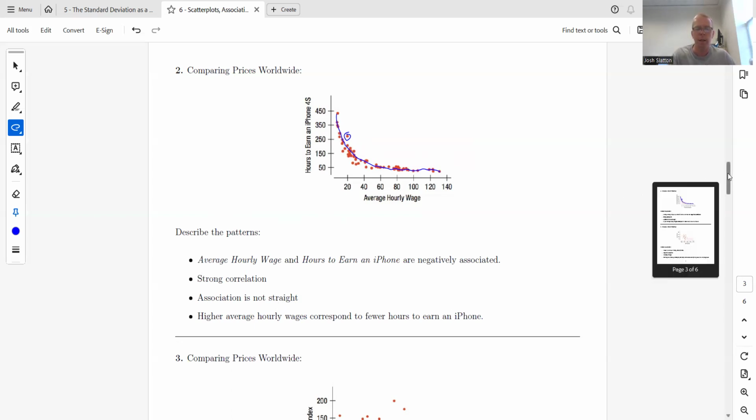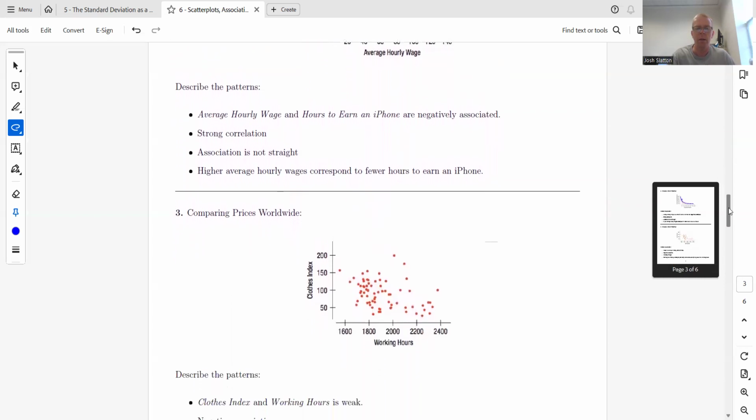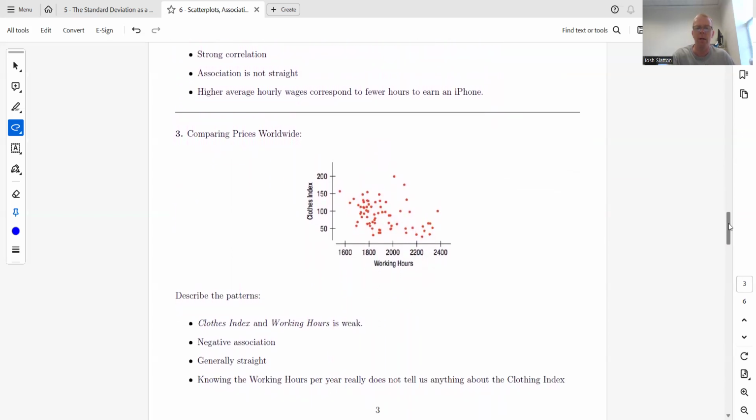All right, let's look at number 3. So here we have a little bit less going on as far as a pattern goes. Clothes index and working hours index is very weak, I would say. Although you can tell that it's kind of going down, but if we draw a line through that, we have a lot that are far from this, and maybe even I might draw it down here, but still generally going down.